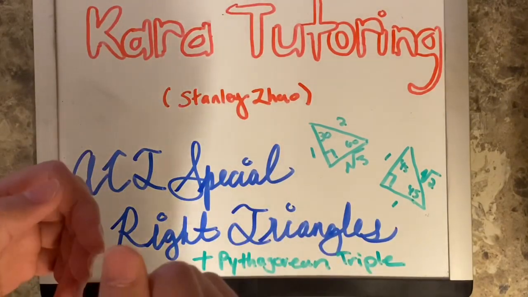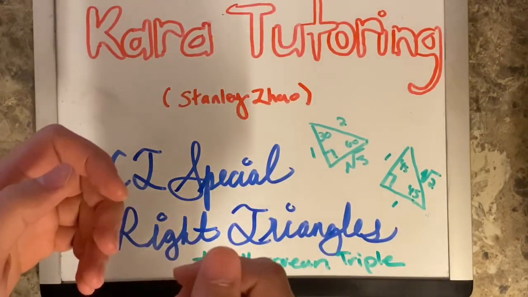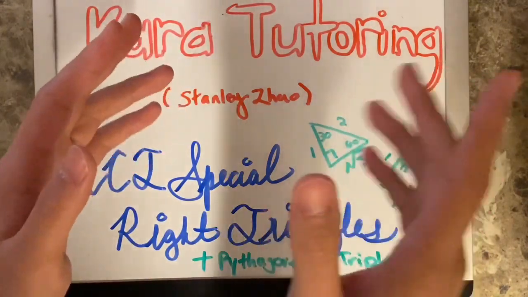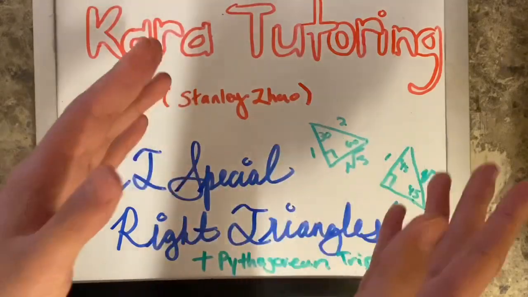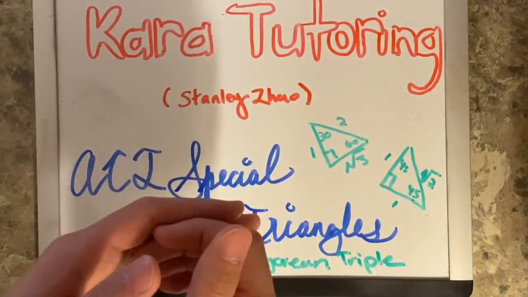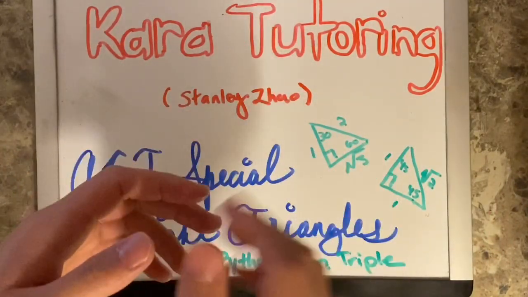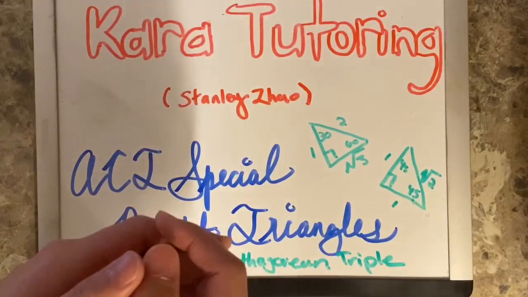So in today's video, we will be talking about special right triangles, a concept that can be found frequently on the ACT. I understand that we have not posted much content regarding the ACT, so I'll be starting a series of videos dedicated to the mathematics portion of the ACT.